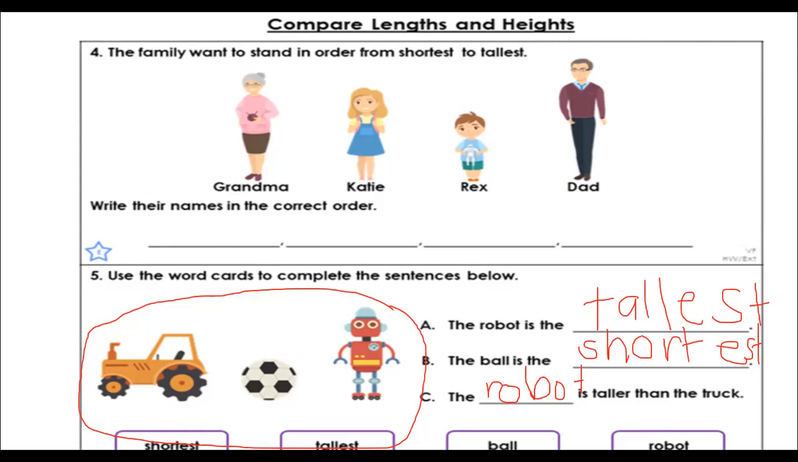So do you know how to compare things using the words? Okay, that's great.